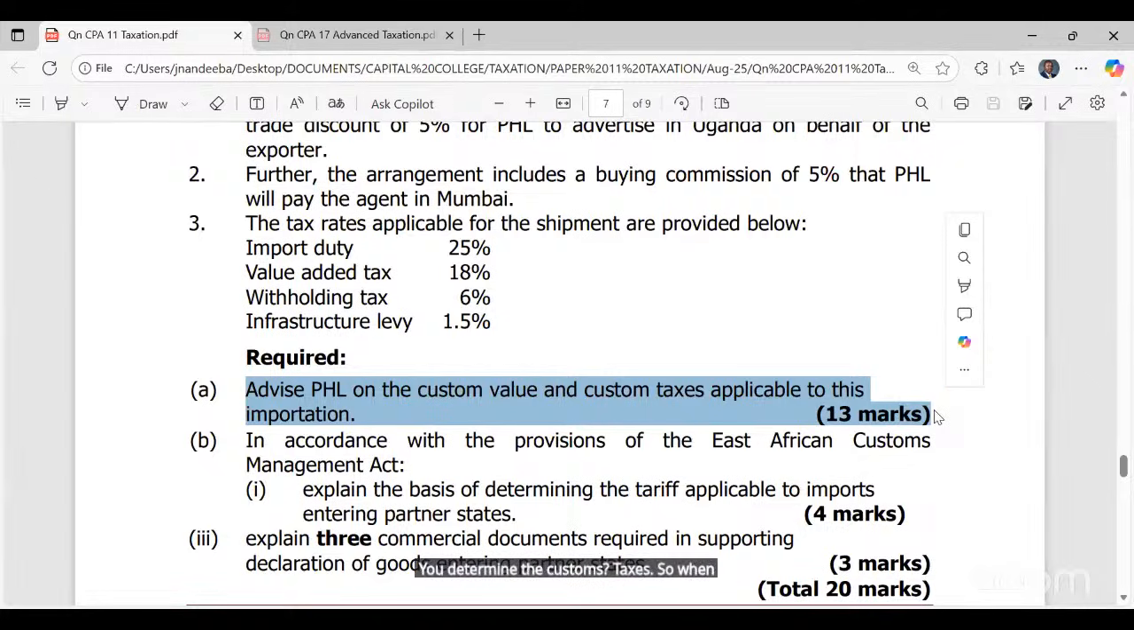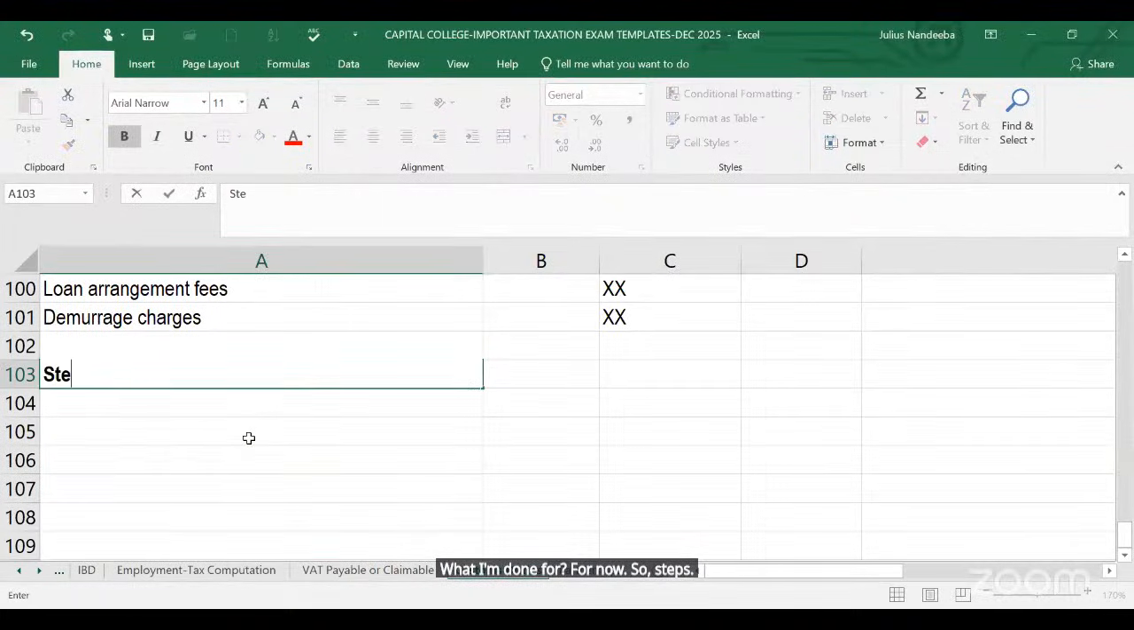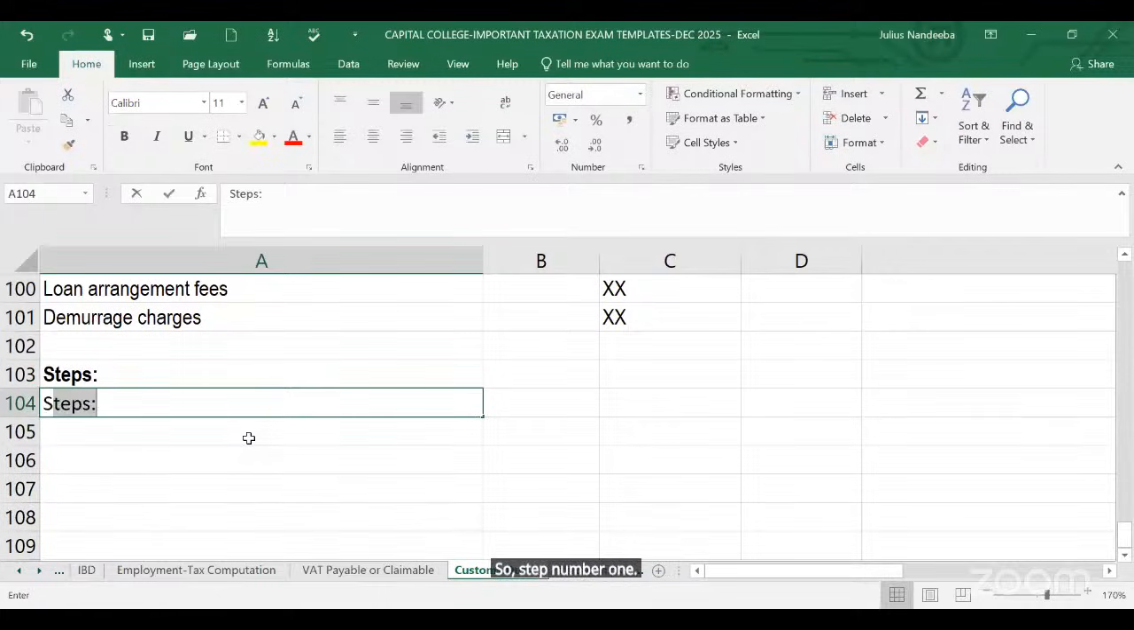So when you're doing a number on customs, these are the steps you're going to take. Let me first list for you the steps. When you ask a number on customs, you will take these steps. Please cram them for now. So step number one. Step one is determine the customs value.